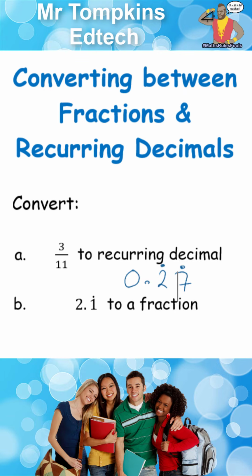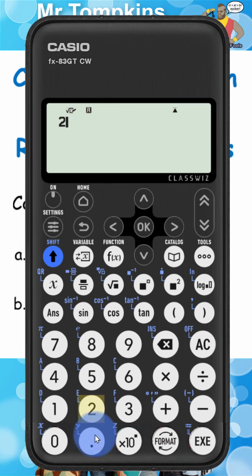Over on the new Casio calculator, I'm going to press the 2 first and then the decimal point. You can see the square with a little dot on it again is above the square button on the calculator, so I'm going to press the shift key to access it. I'm going to type in the 1 and then I'm going to press the execute button. That gives it as a mixed number straight away, 2 1/9.